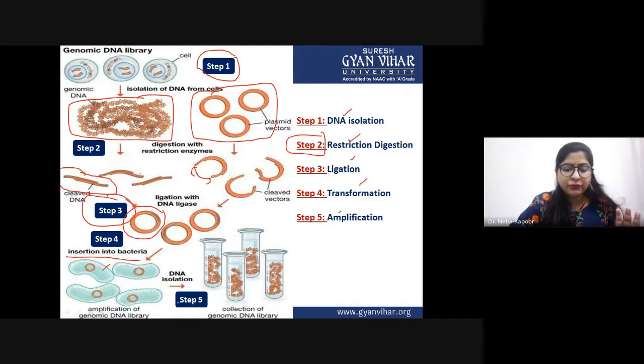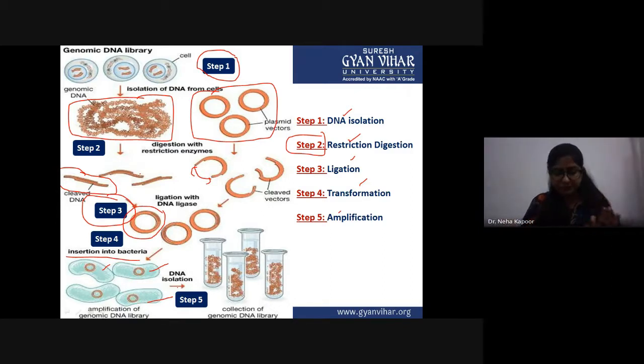We can directly go for the DNA isolation here, and we can isolate DNA from this bacteria. So what will happen? Whenever you isolate the DNA, each of the recombinant vectors that you isolate would be containing a different fragment. That means you will be having a clone of different DNA. So that is the amplification part. And you will be having the collection of these very clones.